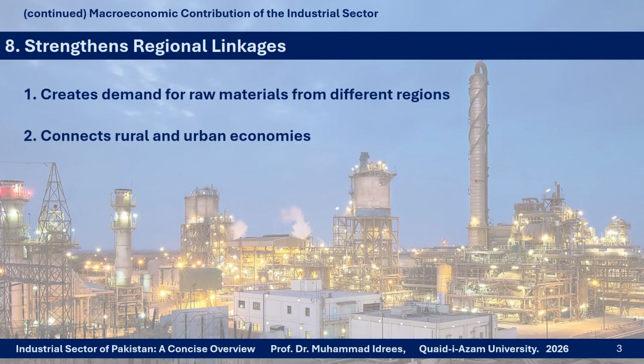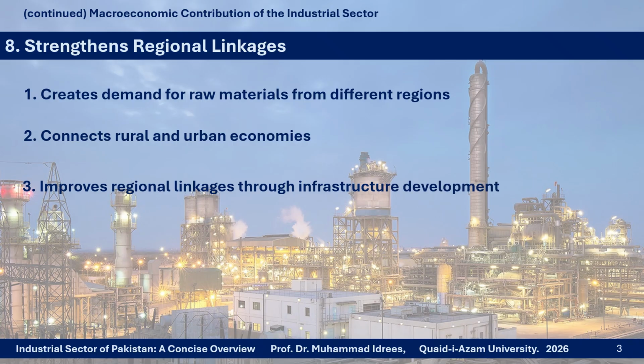So the processing of agriculture products, converting agriculture products into high value products, all this is done by the industrial sector. So in this way, the industrial sector connects rural and urban economies. In this regard, off-farm employment opportunities is another example. Number 3, industry improves regional linkages through infrastructure development.